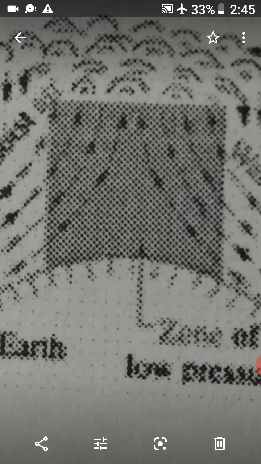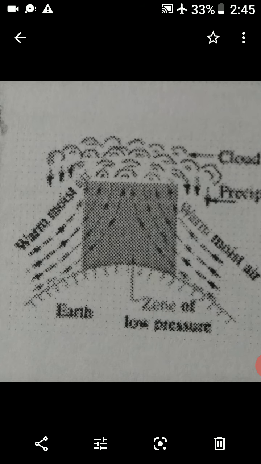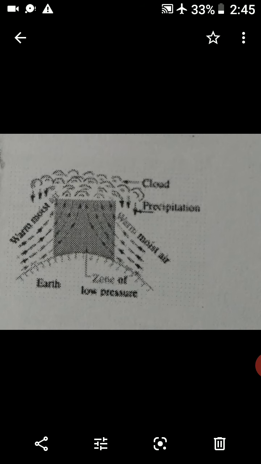In the center triangle shape, you can see this zone is called the zone of low pressure, and the precipitation occurs at the earth surface. This is called non-frontal precipitation.